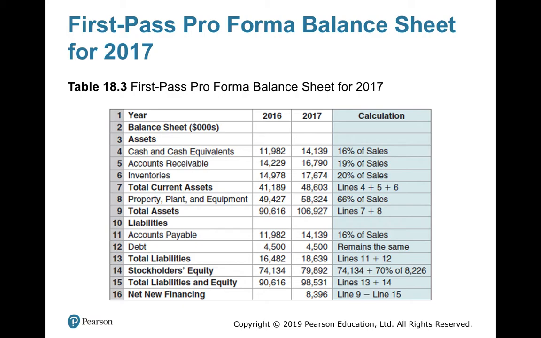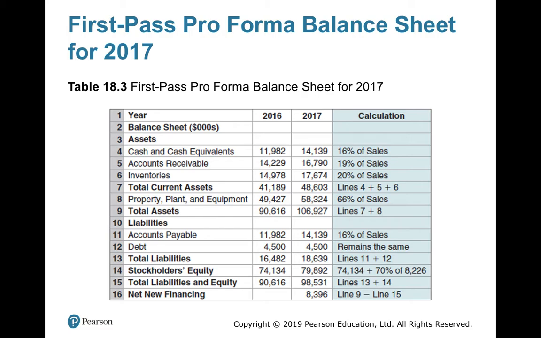Cash 16% of the new sales, receivable 19% of the new sales. So all these assets are being interpreted. On the liability side, only accounts payable is 16% of the new sales. Debt we will keep as it is. As I said, debt never changes along with the sales, so it is not meaningful to make it a percentage of the sales. We will keep it constant.